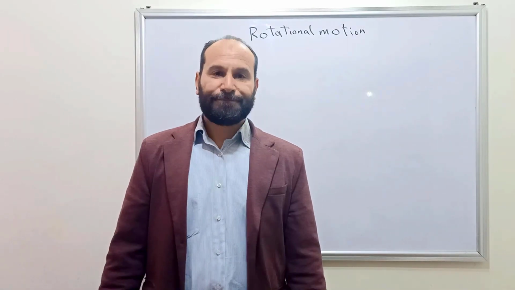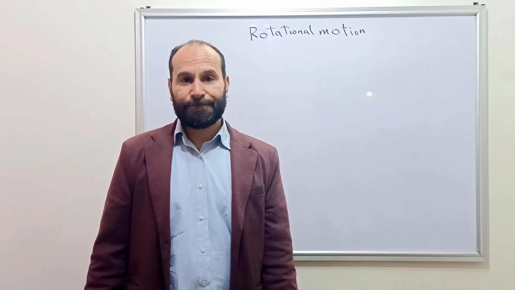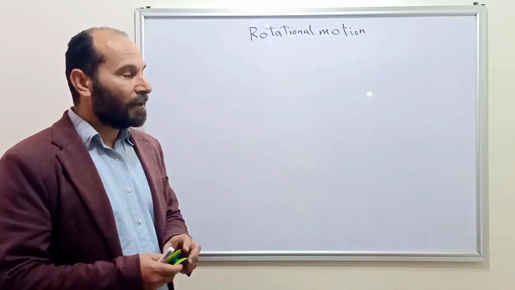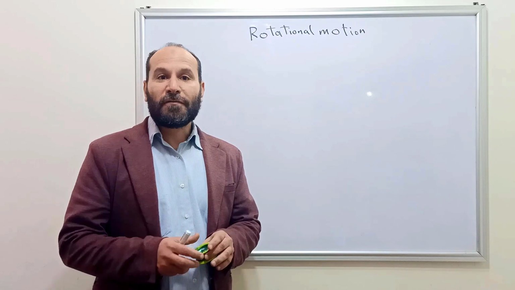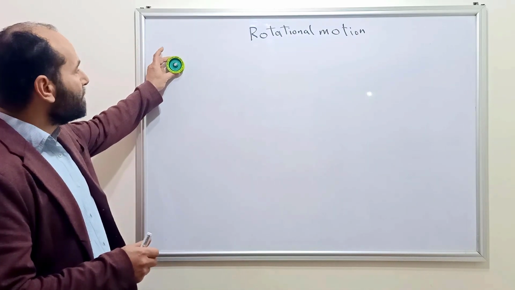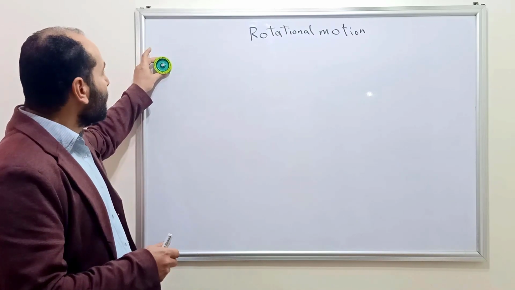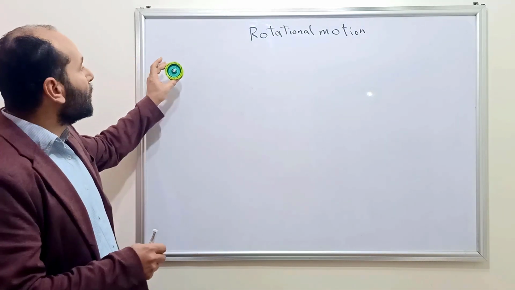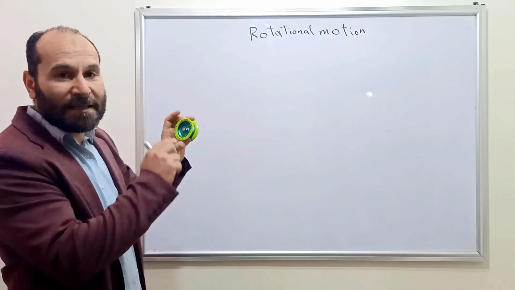Our lesson today is about rotational motion. A body can move in three kinds of motion. Firstly, this body translates from here to here, which means all atoms in this body translate in the same direction.